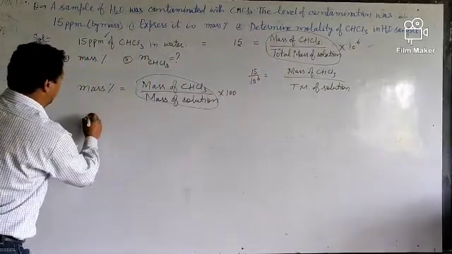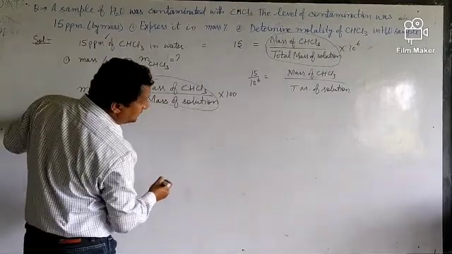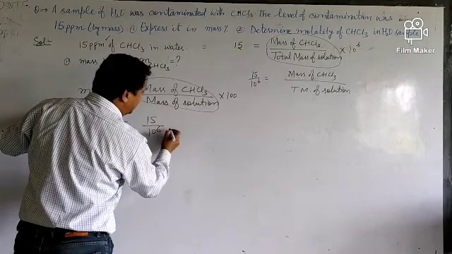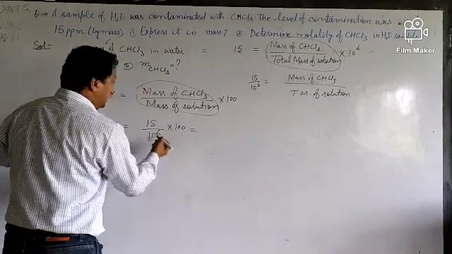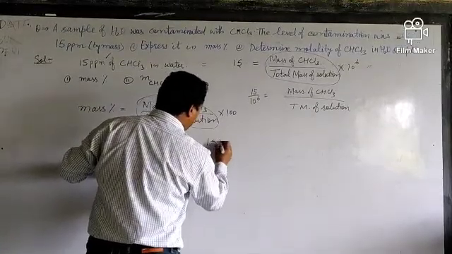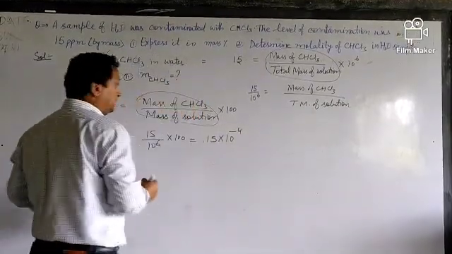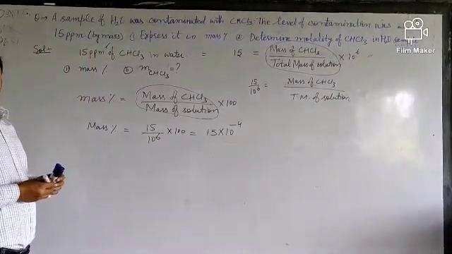So just put it in. Mass percentage is equal to how much? 15 by 10 raised to power 6 into 100. That is equal to 15 into 10 raised to power minus 4. This is the mass percentage which we were asked to find out.